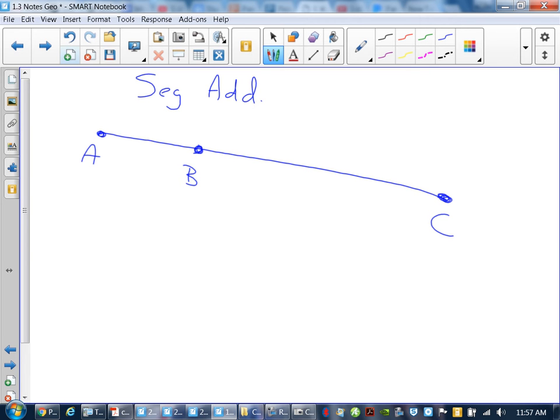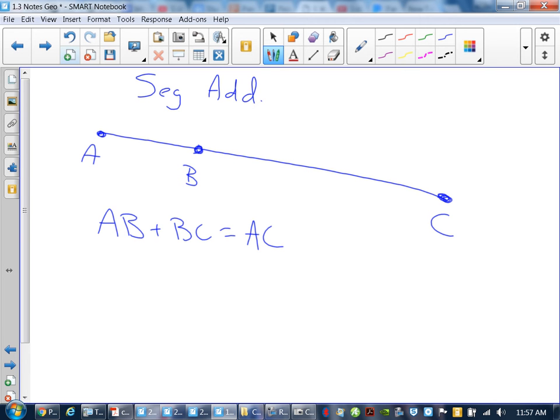In this case, my 2 small segments, if I have 3 points, AB, BC, what's the whole thing? Notice what's repeated in the middle: B. The B point. It's not the middle of the segment. That's something else we'll talk about tomorrow. But somewhere in between, B is in between A and C.